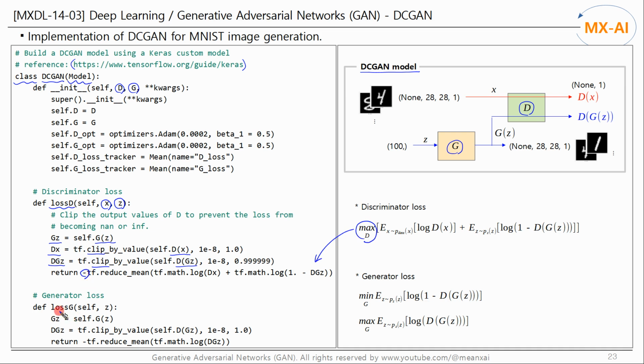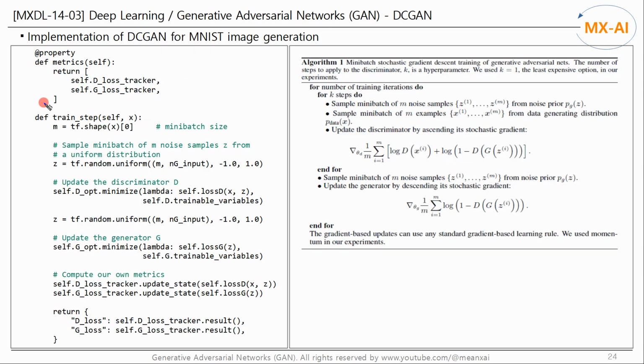Next, let's write a function to compute the loss of the generator. The input to this function is random noise Z. Use this formula, or this formula, to compute the loss of the generator. We will use the second one. We define a list of metric objects for the discriminator loss and the generator loss. And we define the train step method.